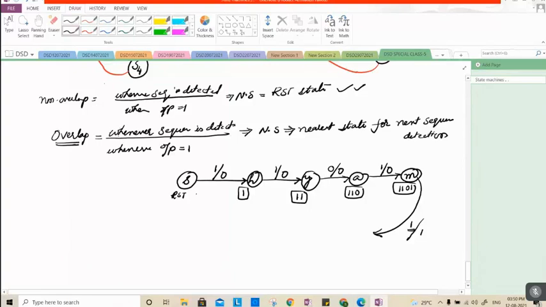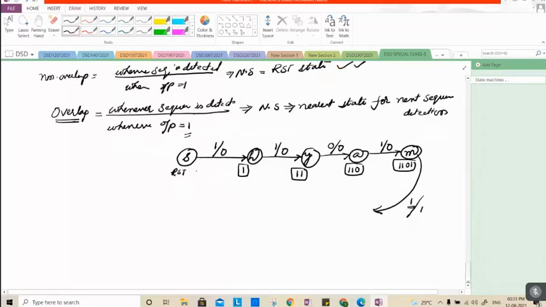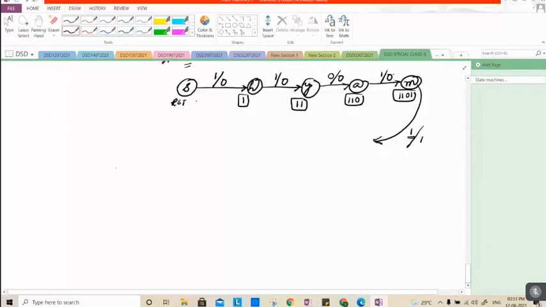Right. So in the overlap method, whenever the sequence is detected, whenever the output is equal to 1, the next state is the nearest state for next sequence detection. What is meant by this? What is the meaning? To detect the next sequence, some states must already exist, right? Yes, they must. That is its meaning.